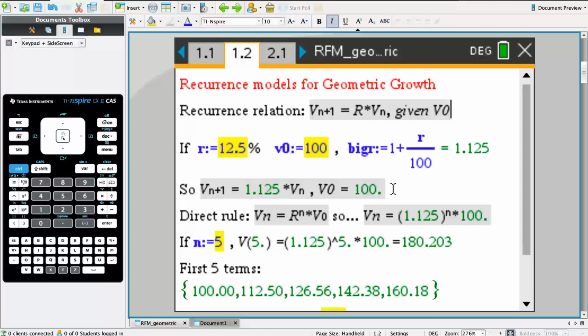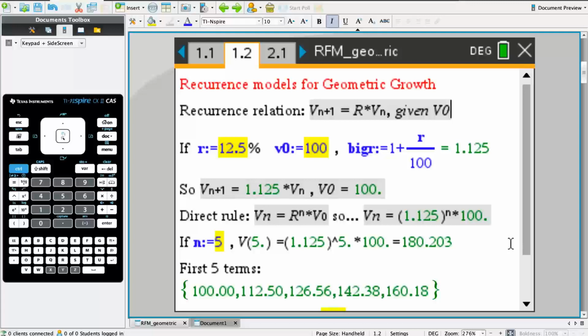and will also give you the direct rule that's based on the same idea. So big R to the power of n times V0. In this case, the direct rule will be V of n equals 1.125 to the power of n times the original value V0, which is 100. And so you can also substitute in, I want to know what will the value be after 5 years, and you'll see the answer repeated there.